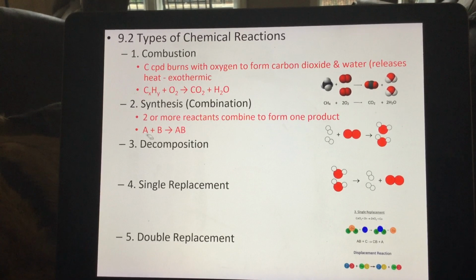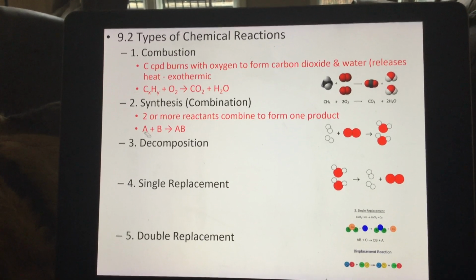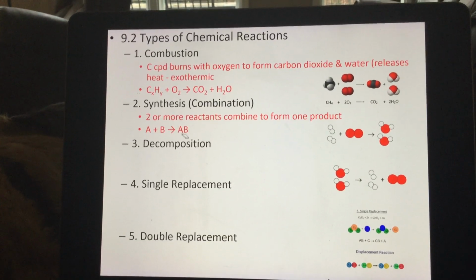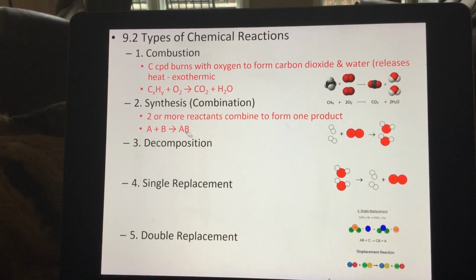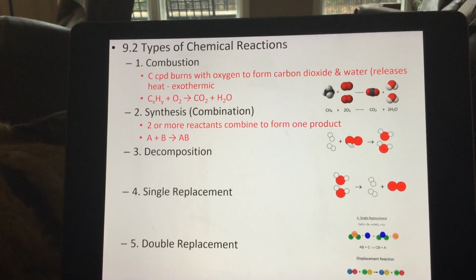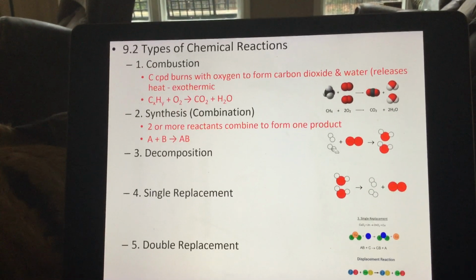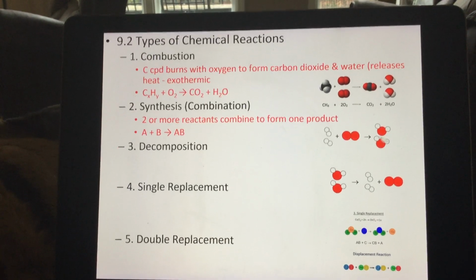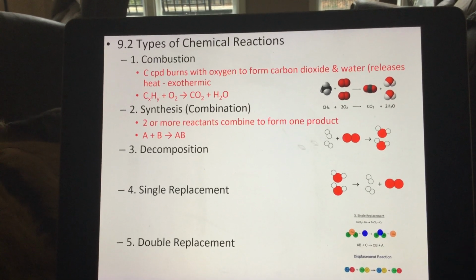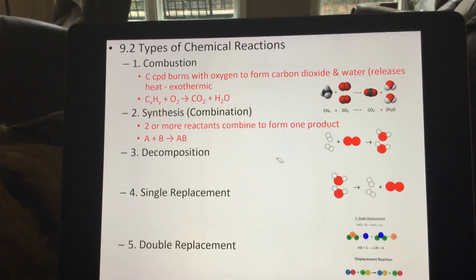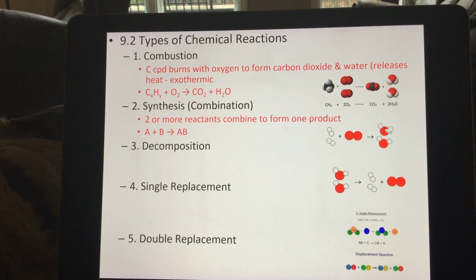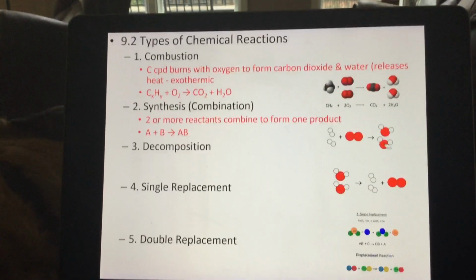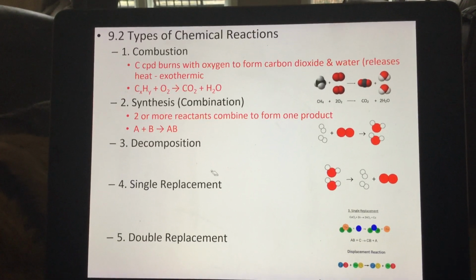So a synthesis reaction will look something like this. We have reactant A and reactant B. They're going to combine together to form one single product, compound AB. And that's what's going on here. This is actually hydrogen, 2 hydrogen diatomics reacting with 1 oxygen, forming 2 waters. Okay, so that's an example of a synthesis. But again, we have one product, the water here. How many of them we have, that depends on our balancing, but we just have one substance for our product.